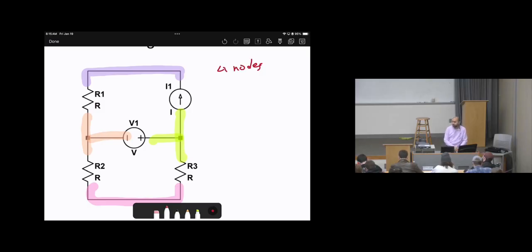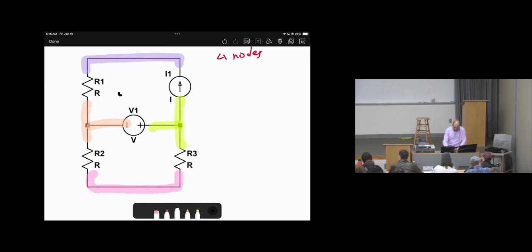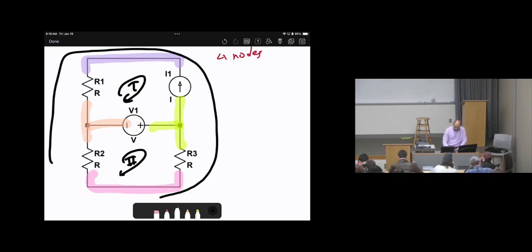Okay. How many loops do we have? 3. How? There is this loop, loop 1, this loop, loop 2, and we have the outer loop, which is loop 3. Therefore, we have 3 loops. How many meshes? 2. Because we have 2 window panes, so 2 inner loops.